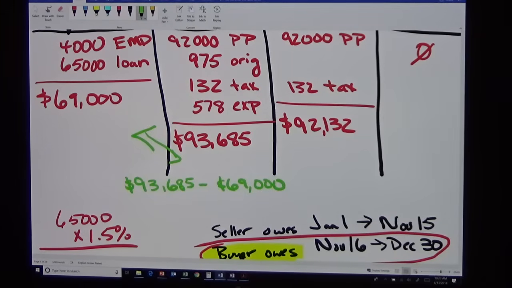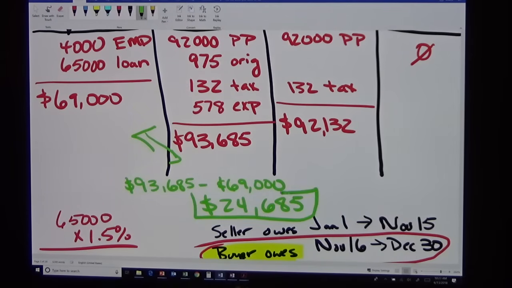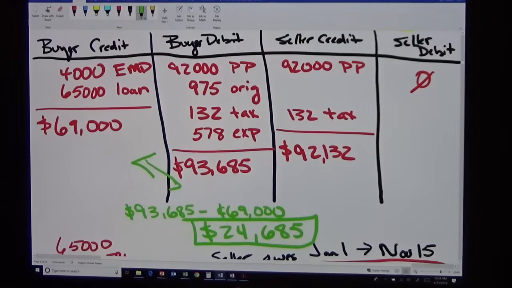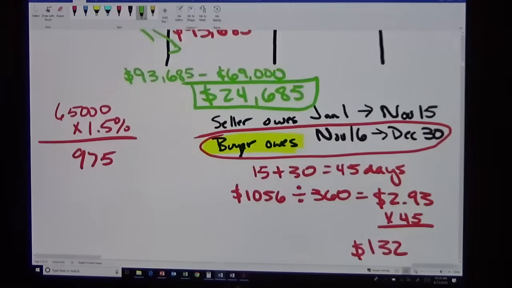That gives us a total cash that the buyer needs to have at closing of $24,685. $24,685 that that buyer needs to bring to closing in order to close that transaction. And again, there's all your credits and debits. Okay.